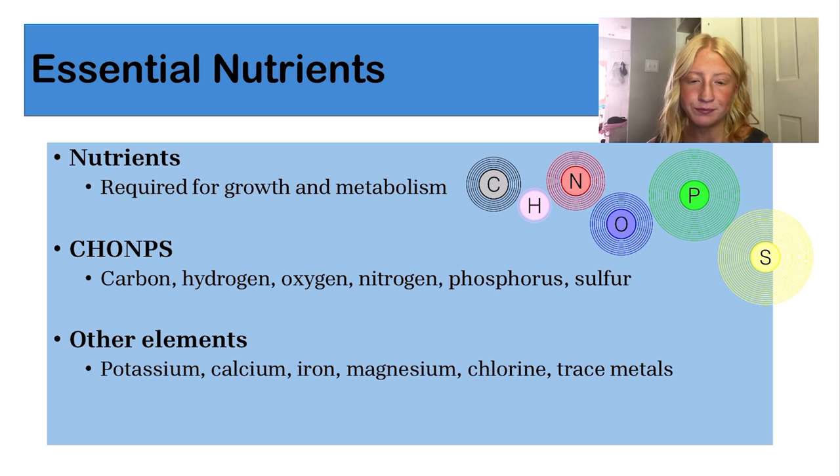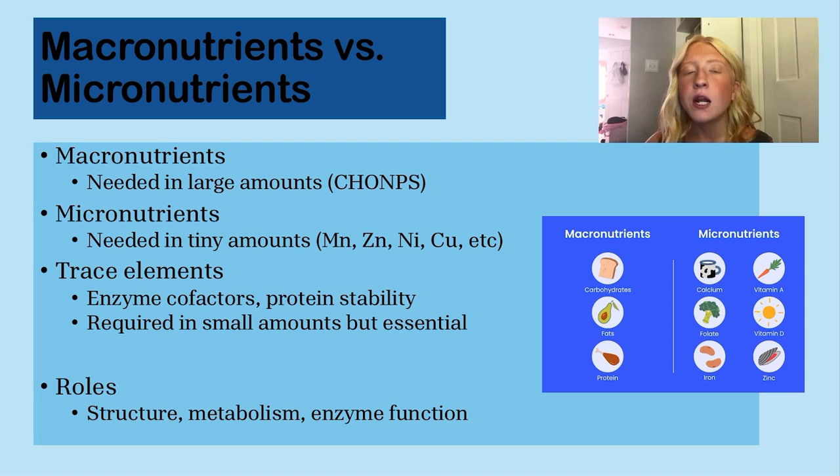These are only needed in super tiny amounts, but they act as cofactors for enzymes to help carry out catalytic functions correctly. So now I'm going to talk about macronutrients and micronutrients. Nutrients are divided into these two categories. Macronutrients are the ones that they need in bigger quantities. So they're like proteins, carbohydrates, lipids, nucleic acids, and they include the CHONPS that we just saw, and they play a huge role in cell metabolism.